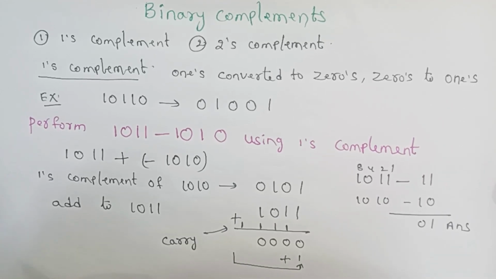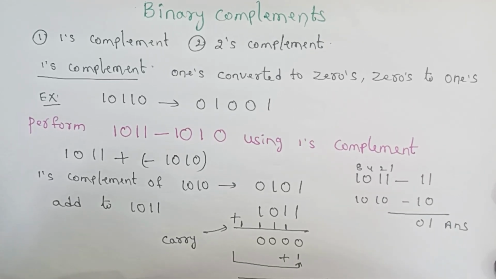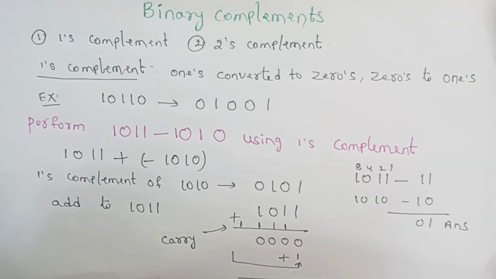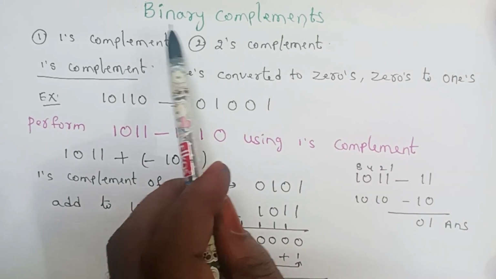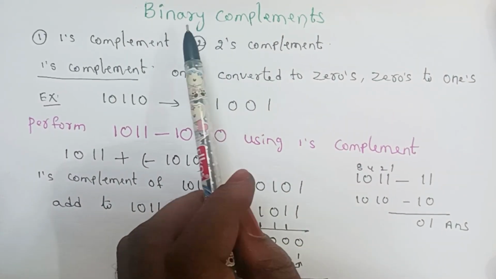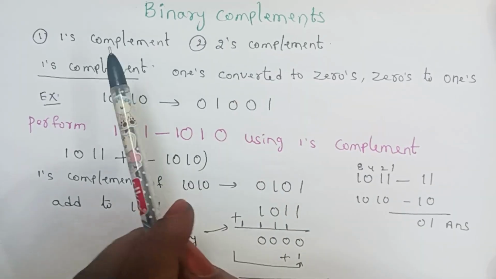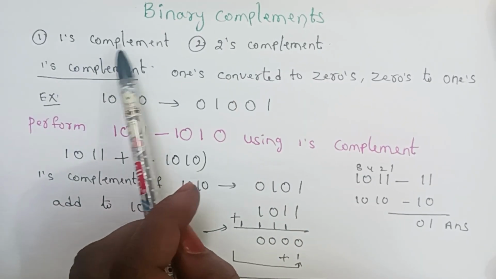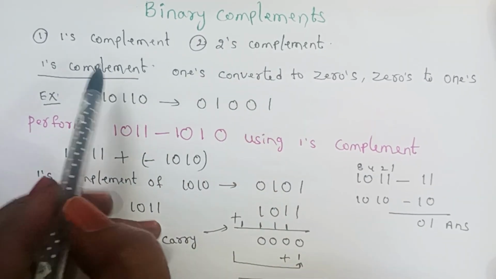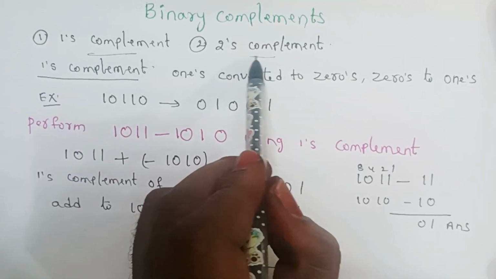Hi everyone, today we'll discuss the most important topic in digital circuits, or in STLD, that is binary complements. These are very important. There are two types of complements: one is the 1's complement, and the second is the 2's complement.